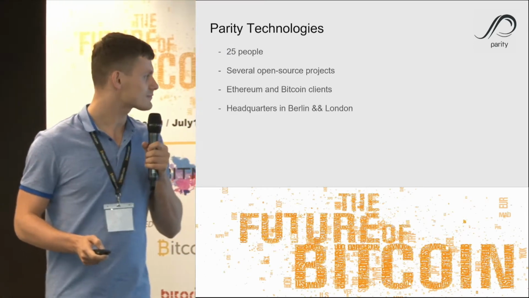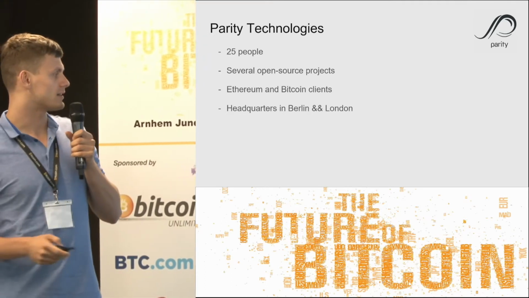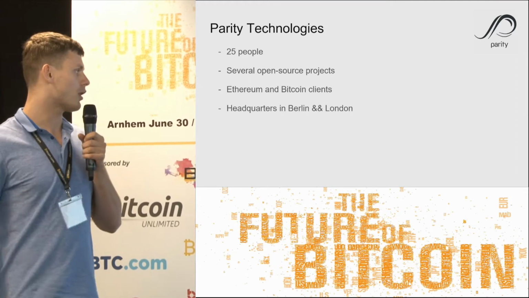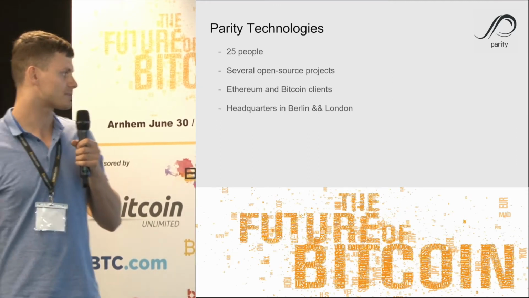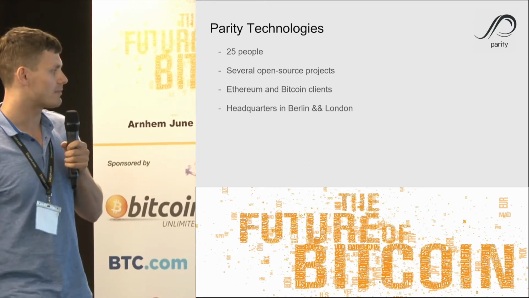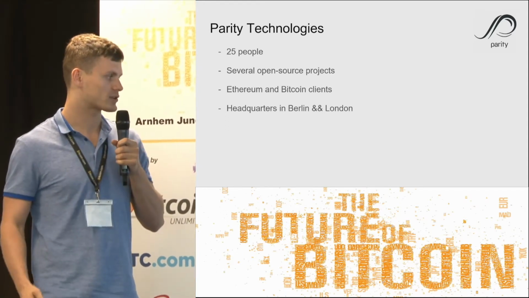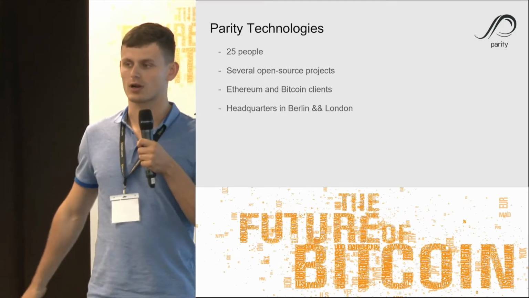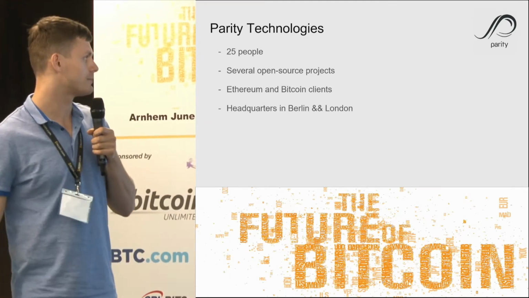Okay. So Parity Technologies, maybe a bit about the company. Right now we are about 25 people. We have several open source projects. The two biggest ones are Ethereum and Bitcoin clients. Our headquarters are in Berlin and London. Majority of people are based in Berlin at the moment.